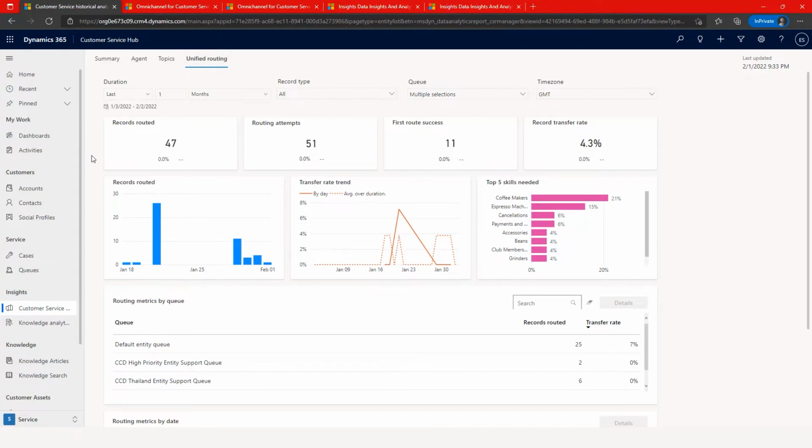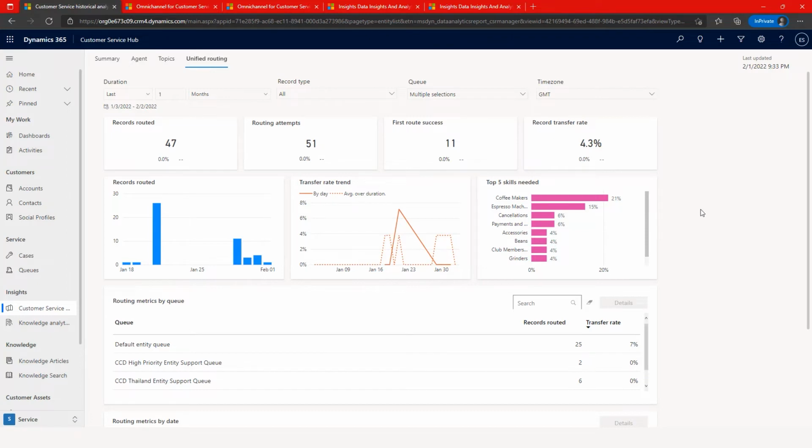Now, this report on a high level, you can look at from three different angles. First is, let's say you want to understand on a high level how the system is performing, just to have a health check of how things are working out from a routing angle. You can have a look at these high level KPIs, where we talk about how many records got routed, how many routing attempts were required, how many times we were able to route the work item in the first attempt itself, and what the transfer rate is.